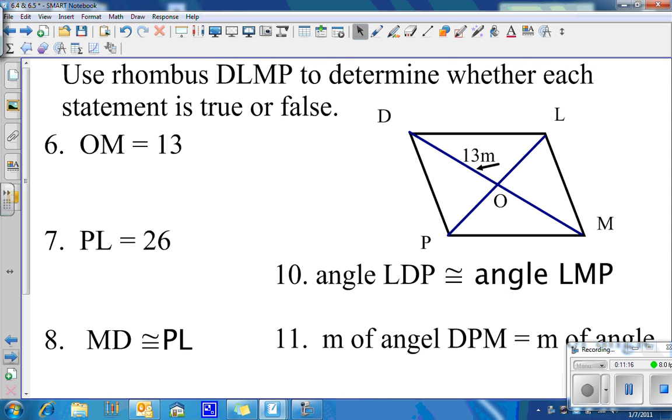Use the rhombus DLMP to determine whether each statement is true or false. All right, so this is if OM is 13. Is OM 13 true or false? Okay, all we know is that it is a rhombus. And it is true because diagonals bisect each other, so the other side must also be 13. PL, is it 26? True or false?